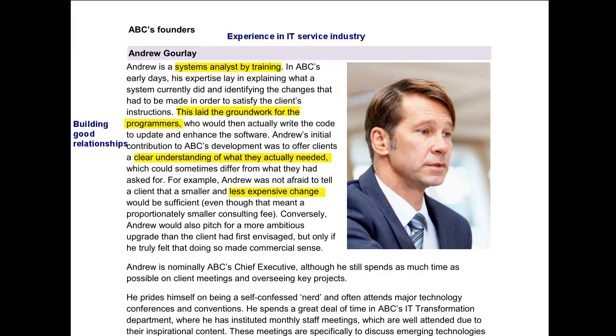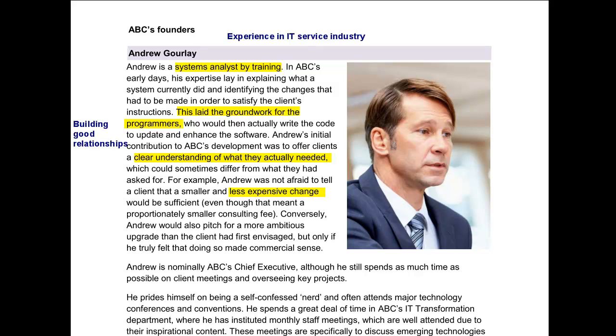So if, for example, a company hires ABC in and says, I want system X, and system X costs 50 million dollars, but Andrew Gurley looks at it and thinks, actually, you do not need this system. This system will be overkill for you. You would be better off with system Y. It would perhaps service your needs better and be of the level and magnitude of system that you require.